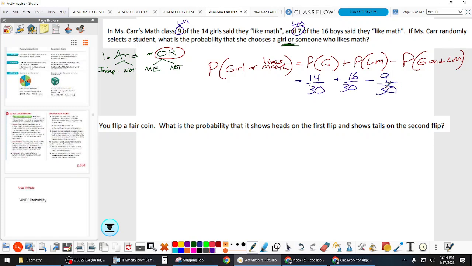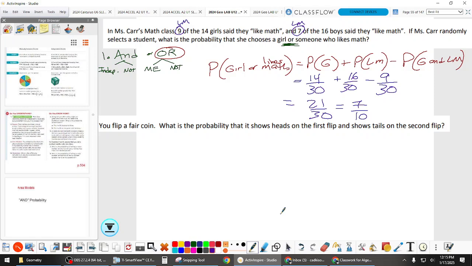Okay, and this one I think is good because it really shows why we're subtracting. Do you agree that those 9 girls are counted in this 14? So if we also count the 9 girls in the 16, they're getting double counted. So we pull those off that second round. So we get 30 minus 9, which is 21 out of 30. How'd that go? Okay. And you could reduce this. If we divide both by 3, we get 7/10, and now we know what percent that is, which is what? 7? Yeah, that's 70%.